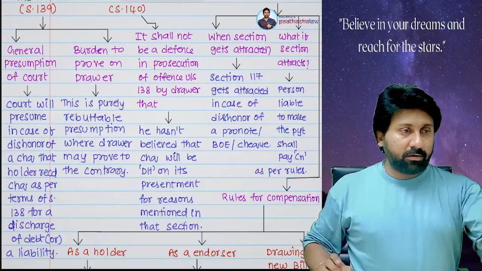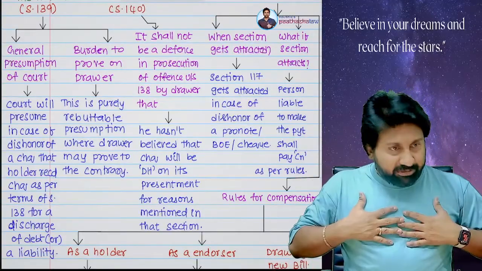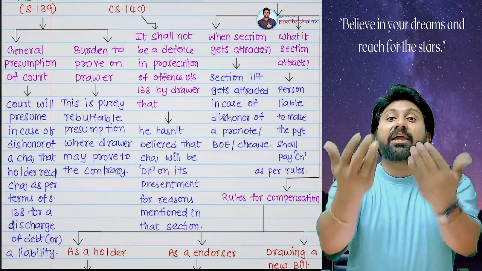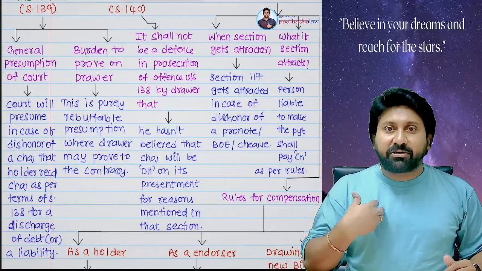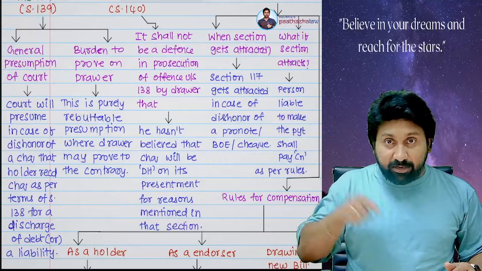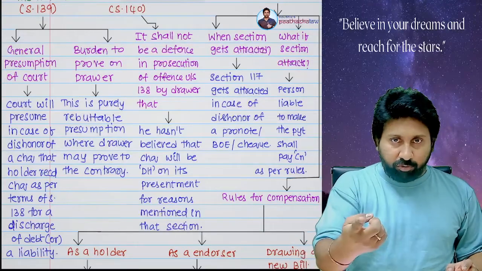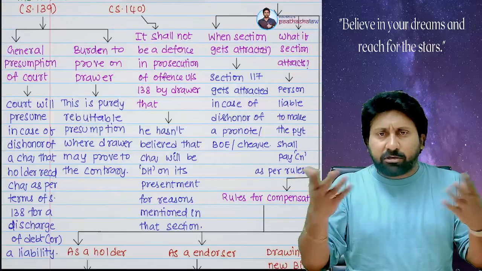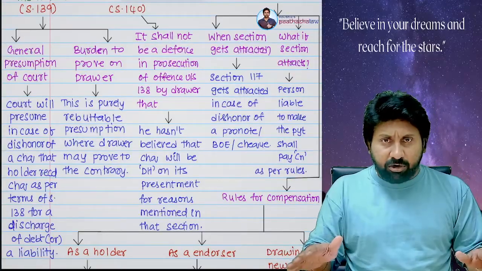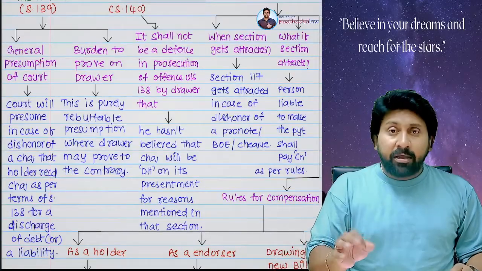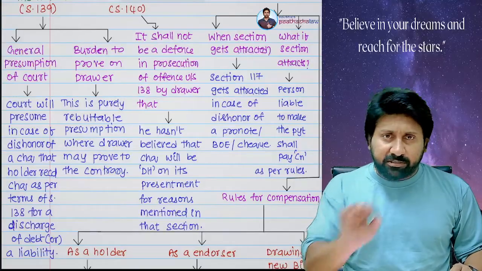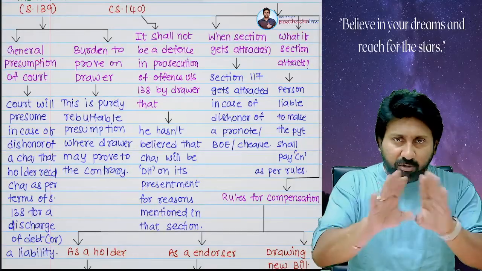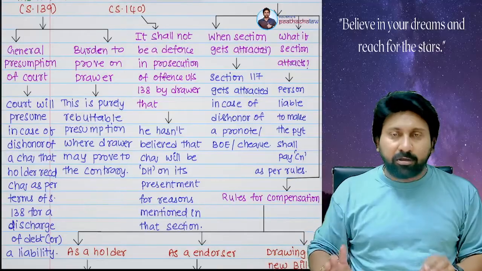I'll explain. Okay, listen. I am a drawer. I gave a check to you. I'm a drawer, debtor. In a check, the drawer is a debtor. I gave a check to you on a particular bank. You presented it for payment. Payment not made because of insufficiency of funds. The check was dishonored because of insufficiency of funds. Game over. Now listen carefully. The matter went to the court.